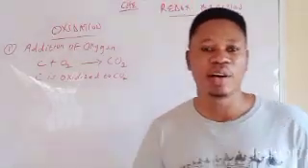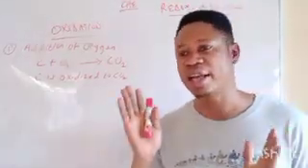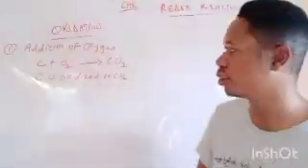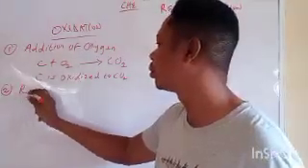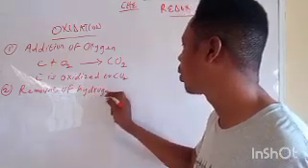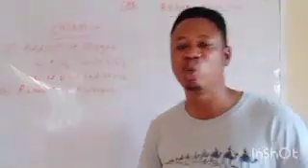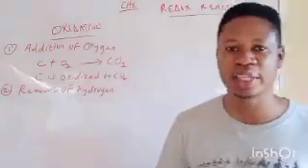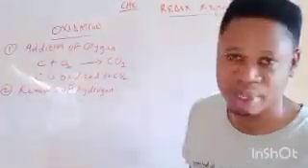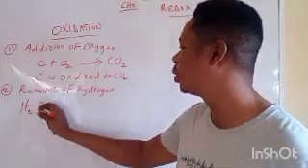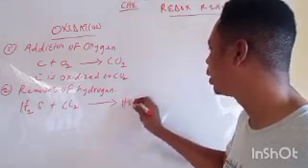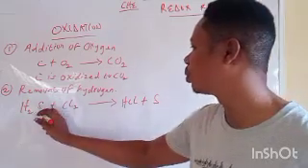Another definition of oxidation is when an atom or a compound loses hydrogen. So I'll say removal of hydrogen. Whenever an atom or a compound loses hydrogen, such compound or such element is said to undergo oxidation. I'll give you another equation to explain that. Hydrogen sulfide, H2S, reacting with chlorine produces HCl and sulfur.